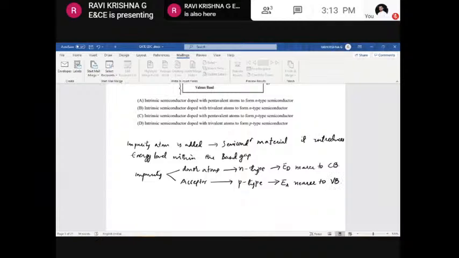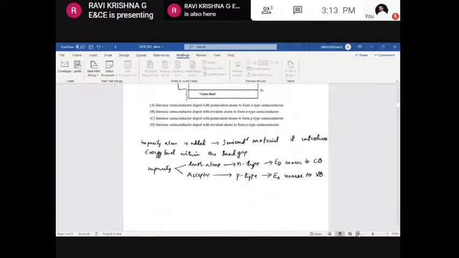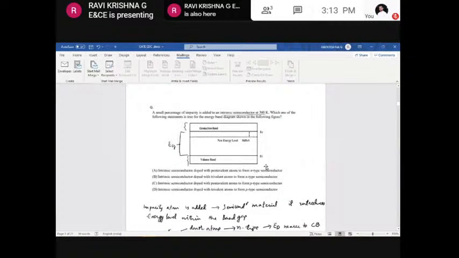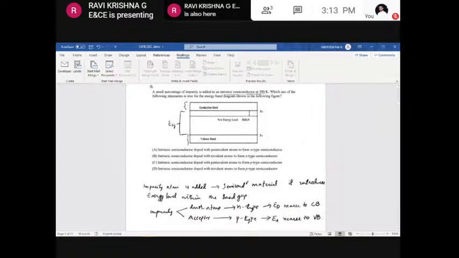Now just look over this particular diagram. From this, we need to get some conclusion. See here, go to the first option. In the first option, the intrinsic semiconductor is doped with pentavalent atoms to form the N-type semiconductor. You just look at this statement here.